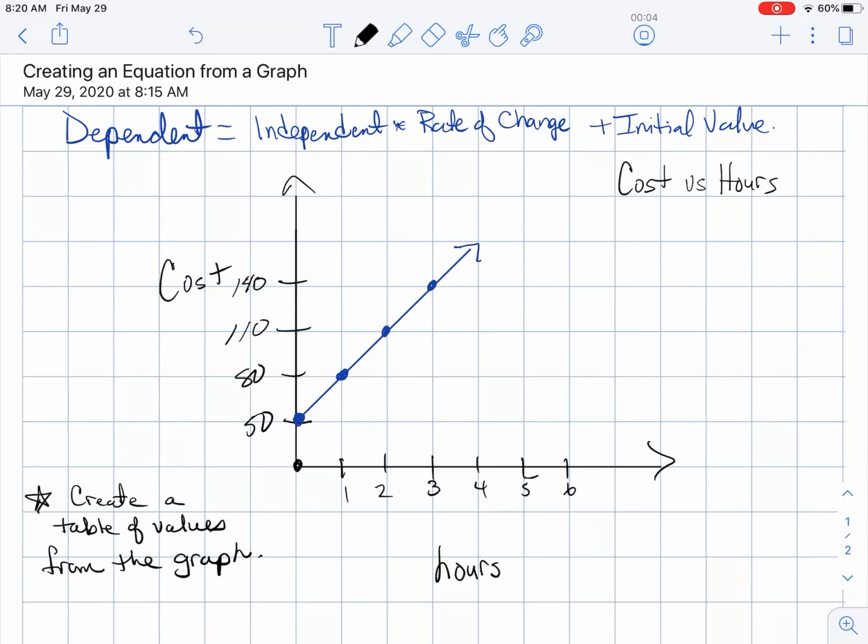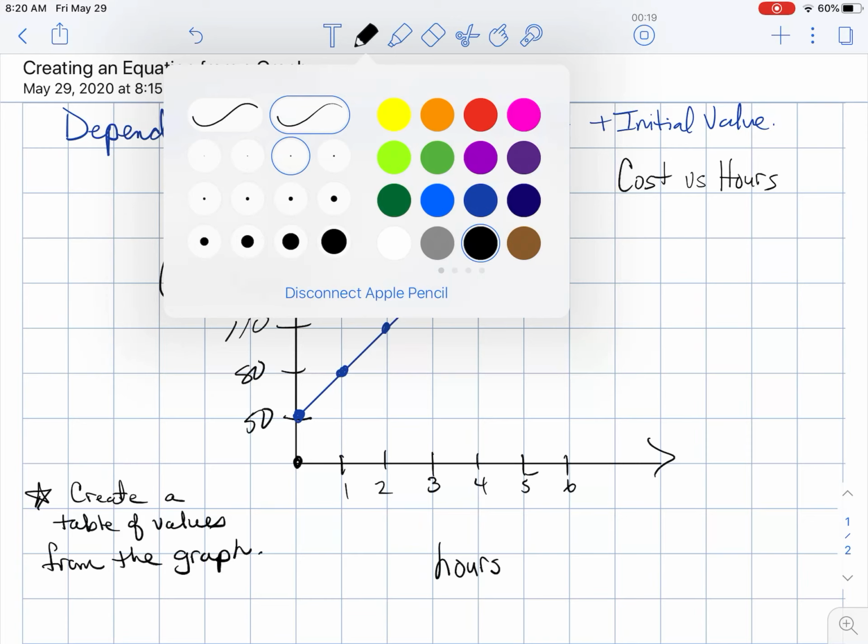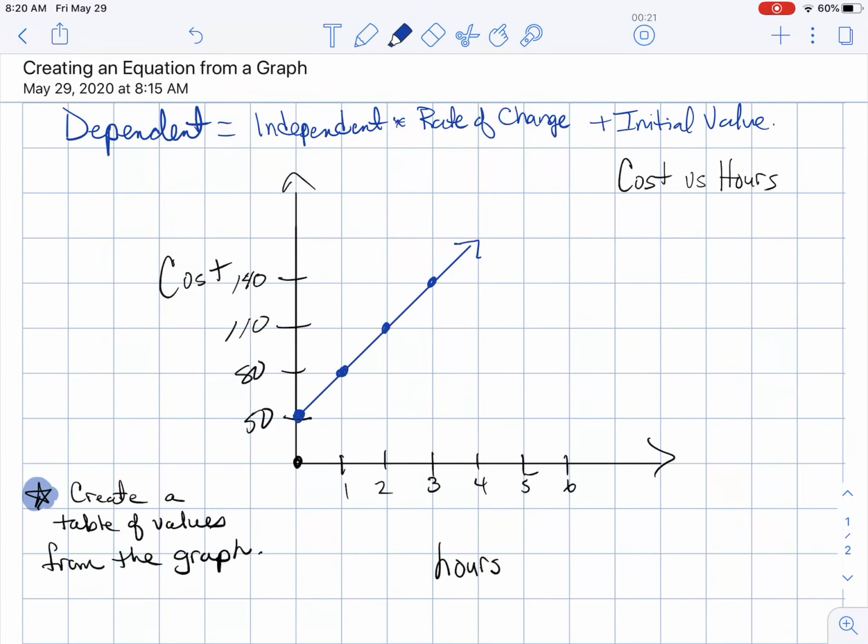Okay, so in this video, we're going to look at how to create an equation when you're given a graph. This video actually goes hand in hand with the one we just looked at, how to create an equation when you're given a table of values. Because what I want you to do from the graph, you can see down here, I've got a star. I'm just going to highlight it here. This is what we want you to do. I want you to create a table of values from the graph.